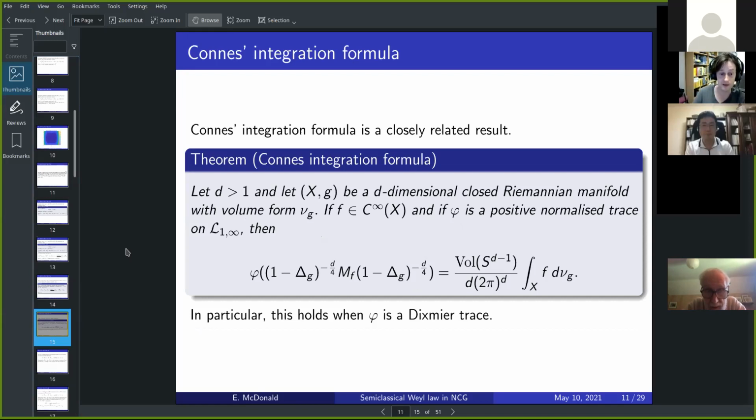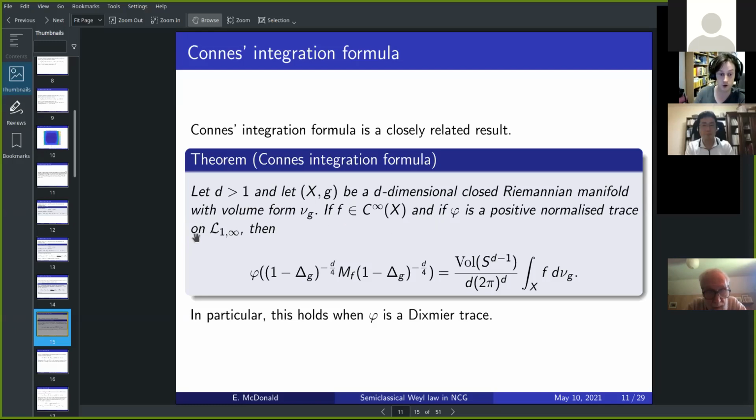It says the following. Suppose again, one once again has a d-dimensional closed Riemannian manifold and a smooth function on that manifold. Phi is a positive normalized trace on L^{1,∞}. I will remind you in a moment what this means if you have forgotten or if you never knew this.